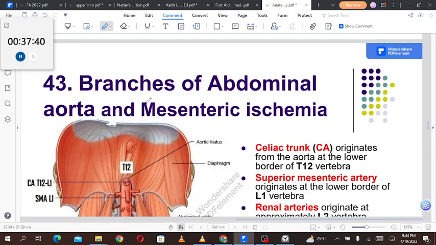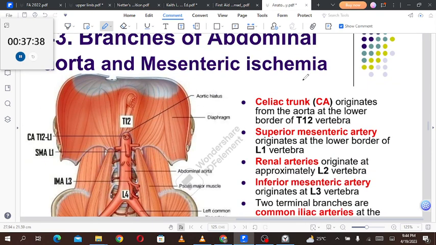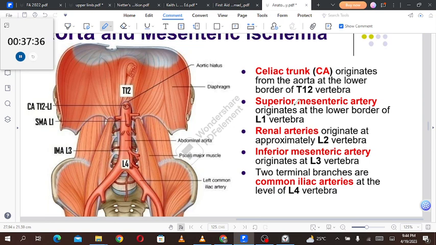Then we have branches of the abdominal aorta and the mesenteric ischemia. So we are talking about these things. First we will talk about celiac trunk, originating from the aorta at the lower border of T12 vertebra. Superior mesenteric artery originates at the lower border of L1 vertebra. Renal arteries originate at approximately L2 vertebra. Then inferior mesenteric artery originates at L3 vertebra. The 2 terminal branches, the common iliac arteries, originate at L4 vertebra.